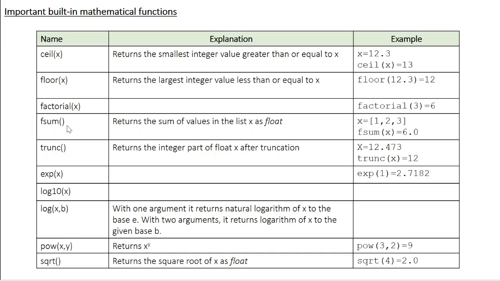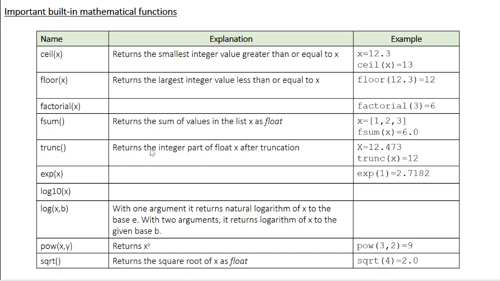Then fsum x. If x is a list, this returns the sum of values in the list. And one thing you have to remember is the answer is always a float. So if you have a list x, which is 1, 2, 3, even though you have 3 integer numbers and their sum is 3 plus 2 plus 1, which is 6, the answer will be a float. So fsum x will give you 6.0.